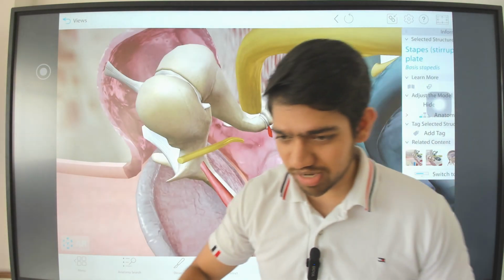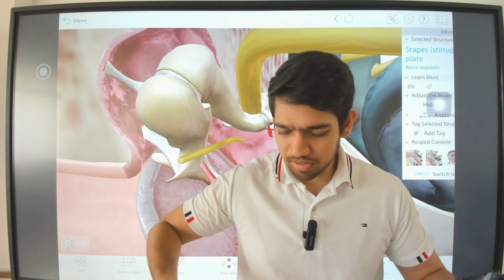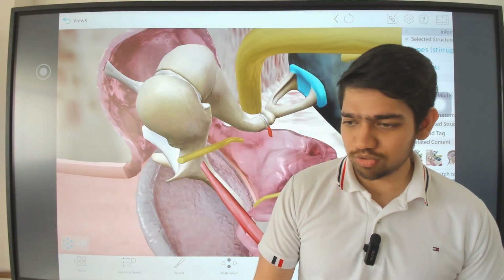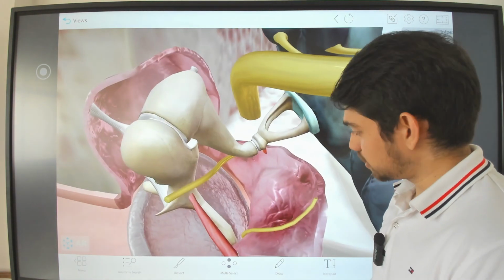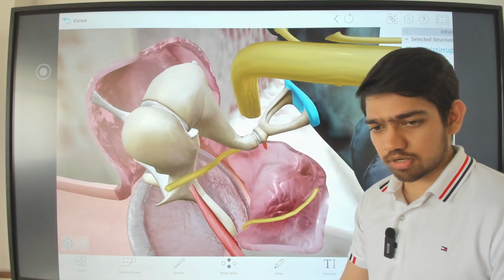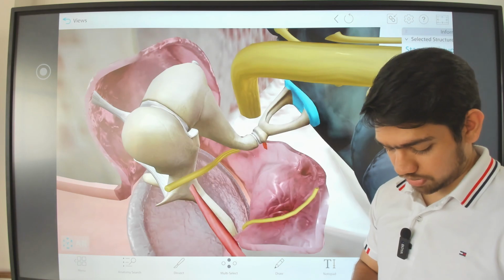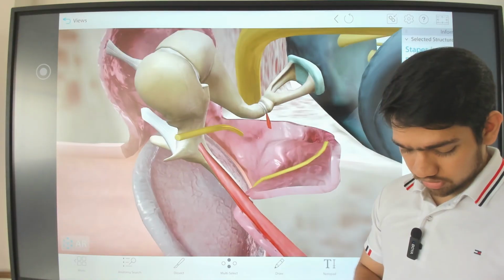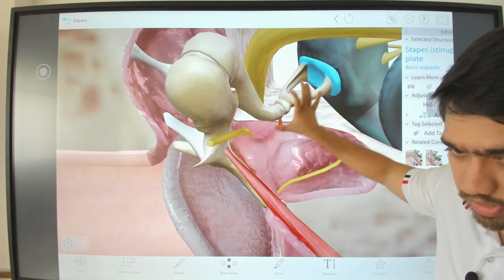Stapes, we have a stirrup. Have you seen cowboys? On the two sides of the horse saddles, they put their legs in the stirrups and they used to signal the horse as well. Can you see that sort of shape is there? Stirrups. So it's the stapes. So that is the end of the middle ear. You can see from here to here the middle ear extends.